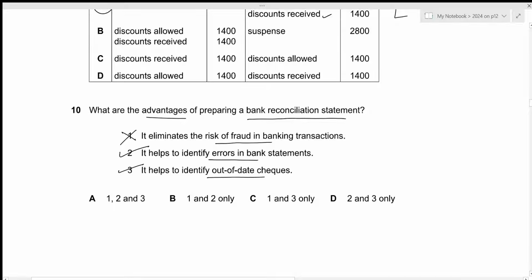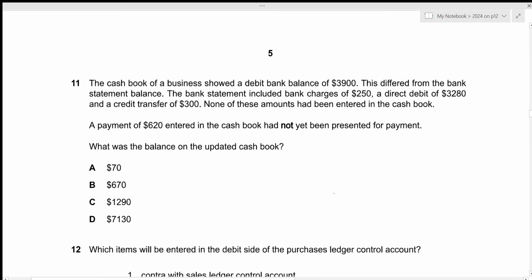The answer we're looking for needs to have 2 and 3, and that is given by option D. That's all for the 10th question. Let's move towards the 11th one.